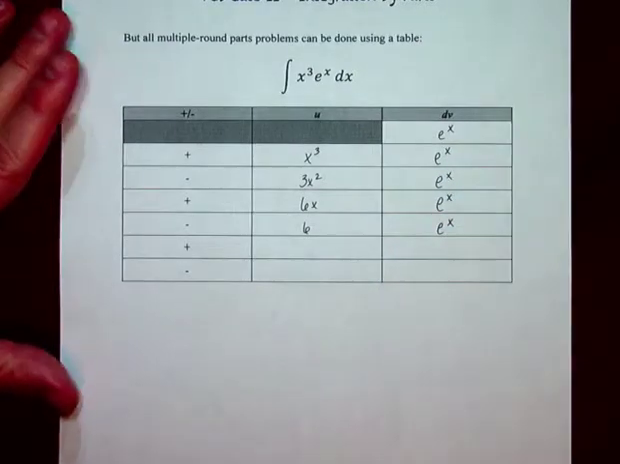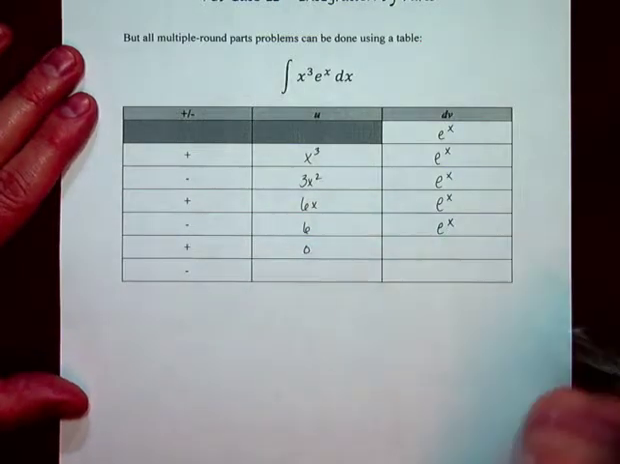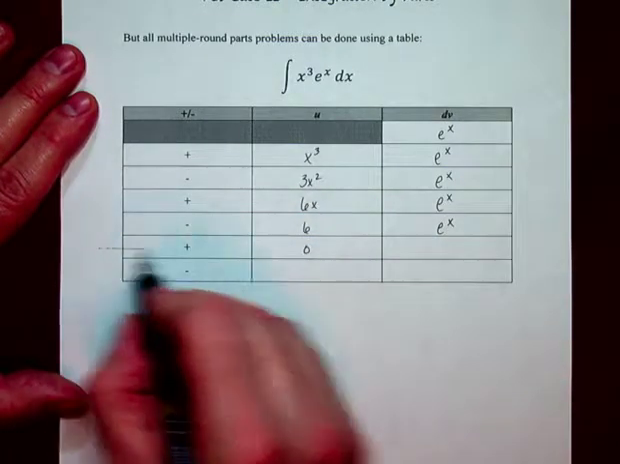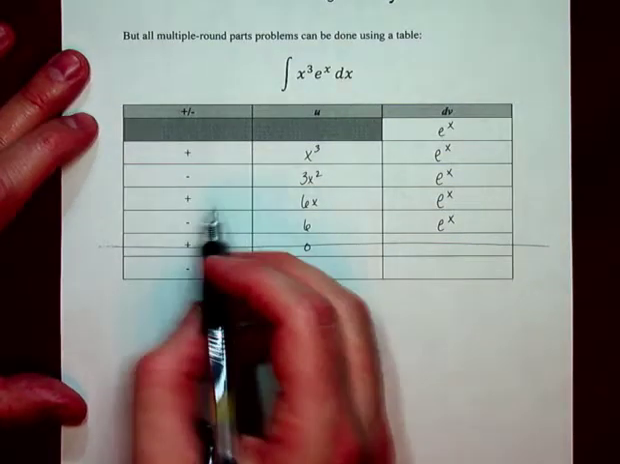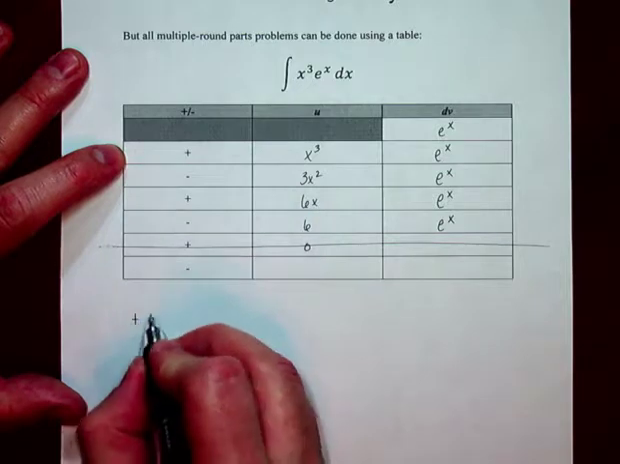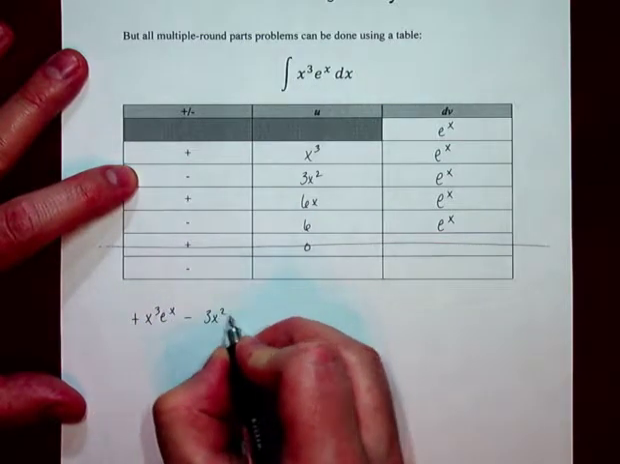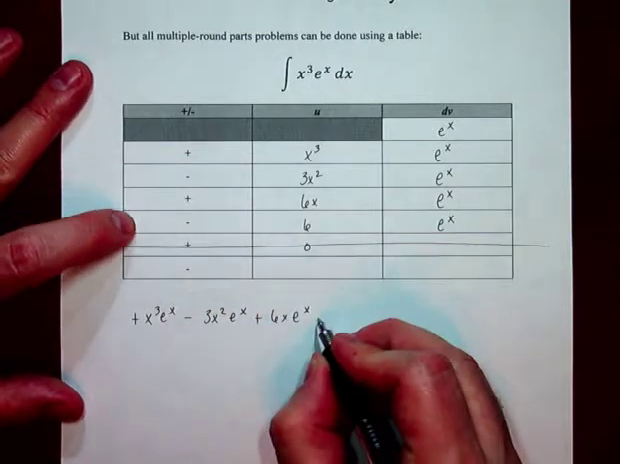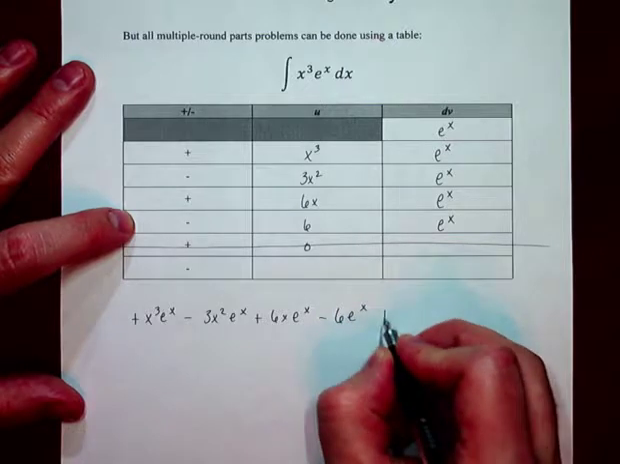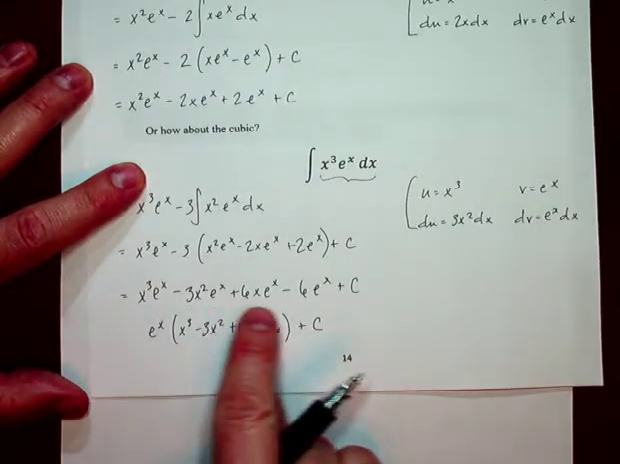Now, for e to the x, it winds up being really, really simple. And you know you're done once you get down here to 0, because that's going to make that term a non-event. And basically, it's positive x cubed e to the x, negative 3x squared e to the x, positive 6x e to the x, minus 6 e to the x plus c. And gee whiz, that looks exactly like that.